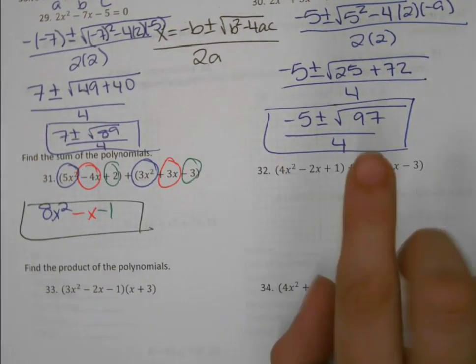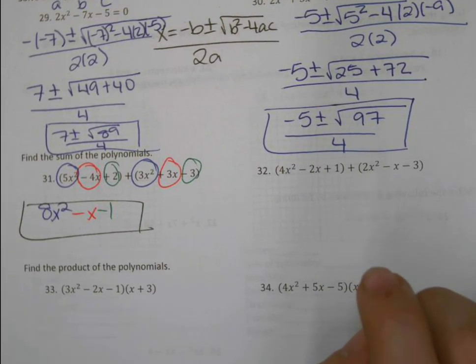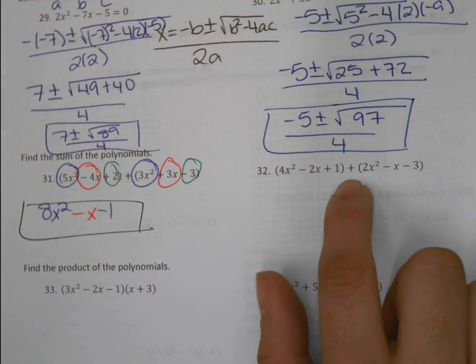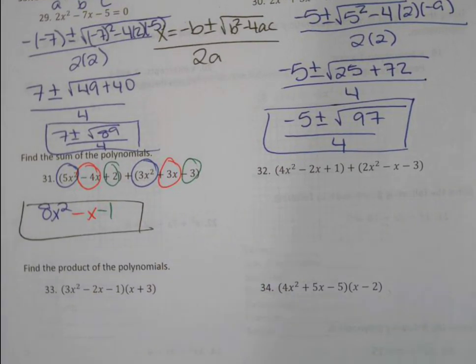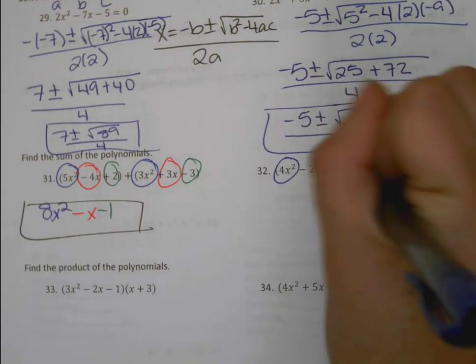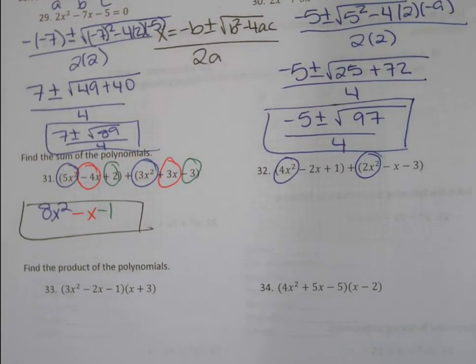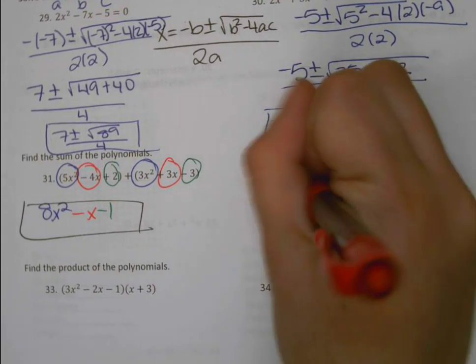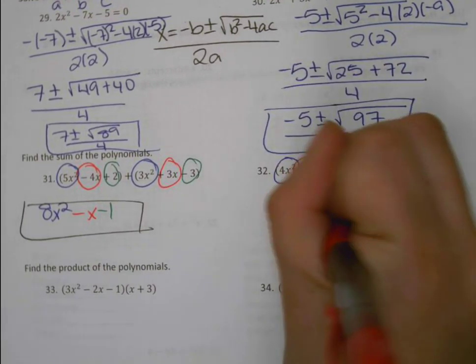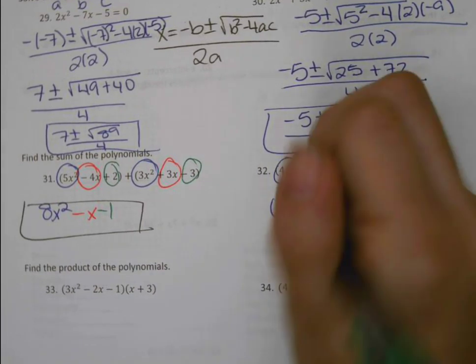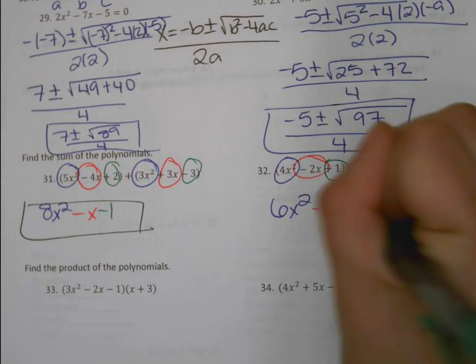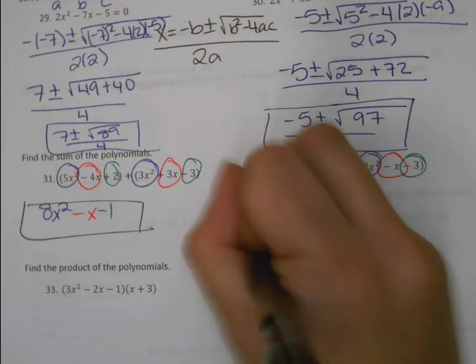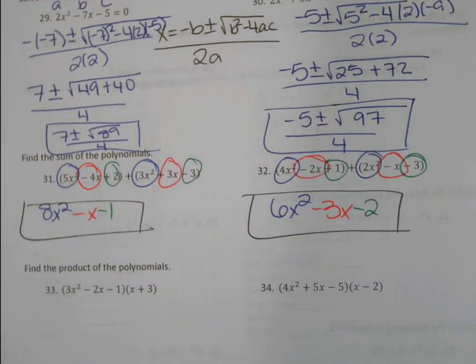Okay. On the final, it says find the sum, difference, or product. Remember, the way you tell which one you're doing is by the symbol in the middle. So if it's got a plus sign, it's going to be adding. So going back to 32, I'm combining like terms. What's 4 plus 2? 6x squared. Negative 2x minus x. And 1 minus 3. Negative 2. Questions on this one?